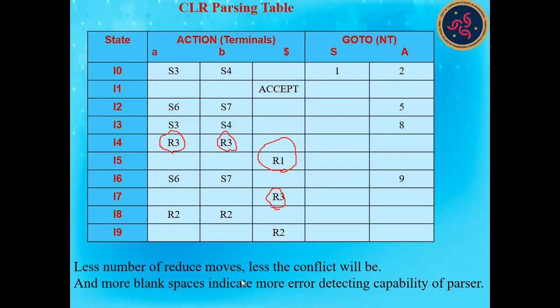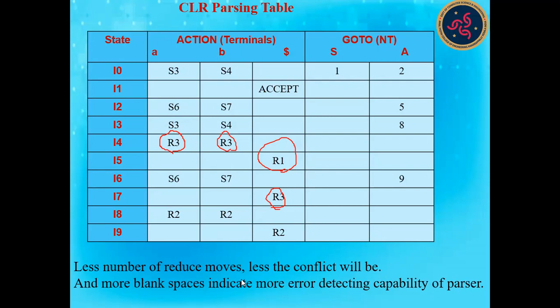When we consider this, the table is bigger than the SLR table, and we have more states also. That is why we say that table construction is a much slower process. We also have more blank spaces in this table. If we have more blank spaces, the error detecting capability of the parser will be higher. This type of parser will be more powerful.